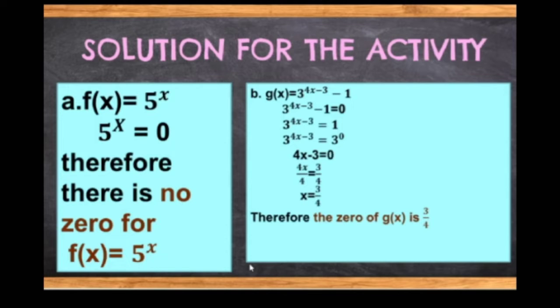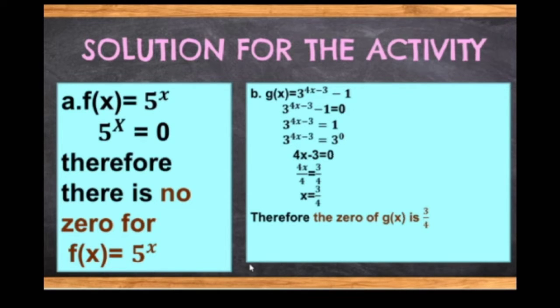Solution for the activity. Letter A. f of x is equal to 5 raised to x. We just need to equate the f of x to 0, then 5 raised to x is equal to 0. Therefore, there is no zero for f of x is equal to 5 raised to x. Next, g of x is equal to 3 raised to 4x minus 3, minus 1.